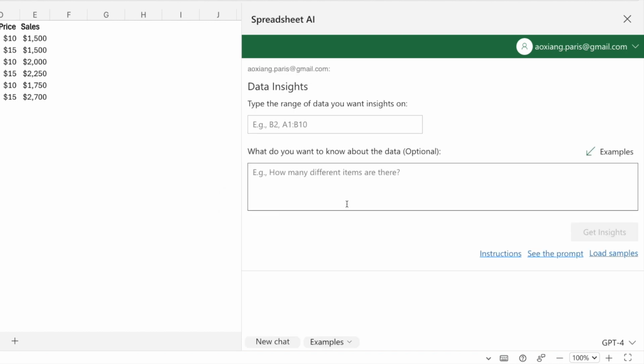The idea behind this feature is that, given a set of data, with just one click, it can provide you with useful and interesting insights, such as generating summaries, highlighting trends, and pointing out outliers. You can also ask the Copilot specific questions, and it will extract the relevant information from the data for you. Let's demonstrate this with a small dataset.